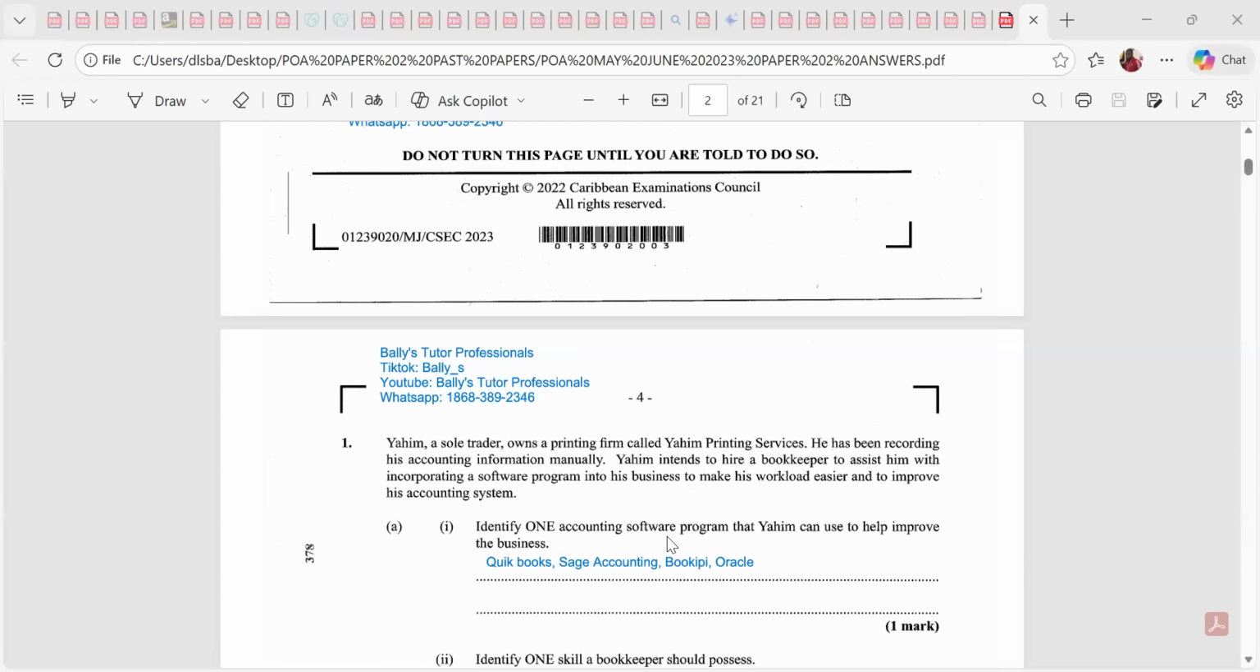Sage Accounting, QuickBooks, Oracle, bookkeeping. There are several accounting software programs. Just choose one. QuickBooks is one of the most famous ones. Sage Accounting, formerly known as Peachtree, is another pretty famous one. Oracle is one that I know is used in a lot of companies. At least remember those three now: QuickBooks, Sage Accounting, Oracle. So you have three in your arsenal.